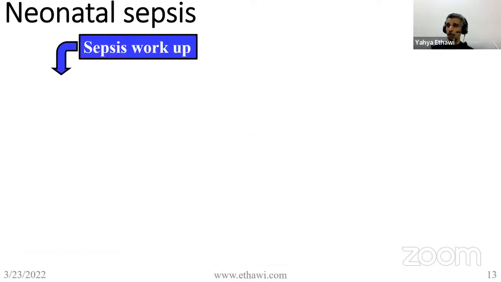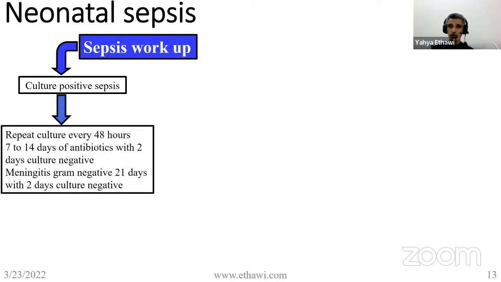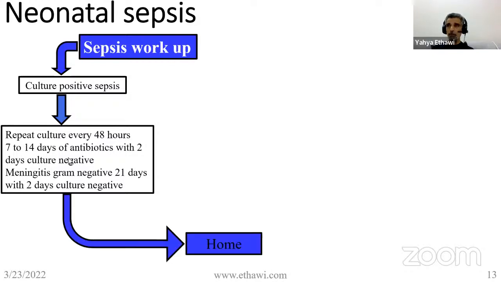Okay, so you did sepsis workup. What else do you need to do? If culture is positive, then treat accordingly, and repeat the culture every 48 hours. Treatment is usually 7 to 14 days if gram positive. If gram negative, it's 14 to 21 days. If it's localized, and usually in late onset sepsis, it's 14 to 21 days. Then send the baby home once you have given the 7 to 14 or 21 days plus the last 48 hours culture negative. So you keep repeating the blood culture until you have 2 days culture negative, then you send home.